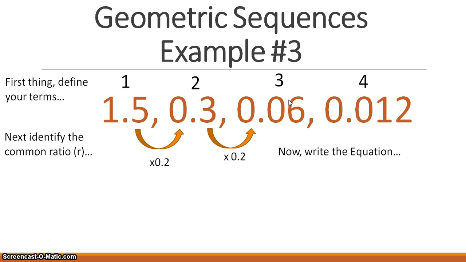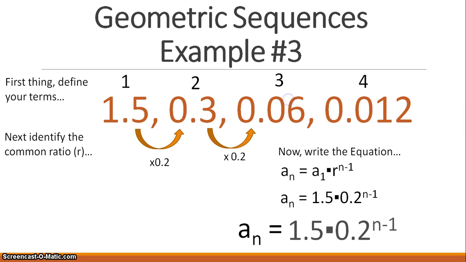Now you're going to write the equation. A sub n is equal to a1 times your ratio to the n minus 1. So this is going to be equal to a sub n equals 1.5 times 0.2 to the n minus 1. So this is my explicit formula for this problem.